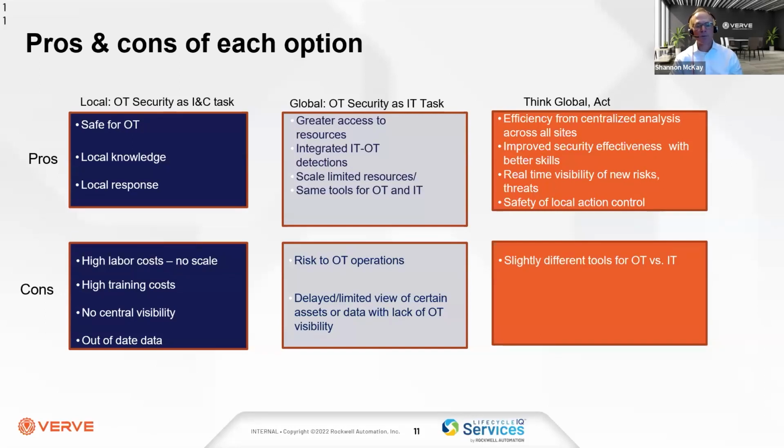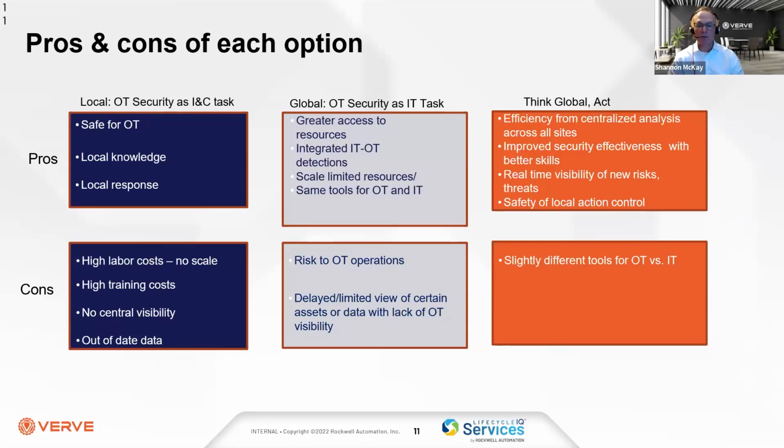There we go. Yep, got it. So if you think about this local at a plant level, managing the OT security requirements locally, it's safe for OT, meaning that organization generally knows exactly what it takes to keep the manufacturing environment running and safe, production and uptime and things of that nature. It provides a lot of local knowledge and local responsiveness. The flip side is it can be very high in terms of costs overall, labor intensive, high training costs, no real centralized visibility, and data can get out of date really quickly. So that's one of the cons of the localized approach.